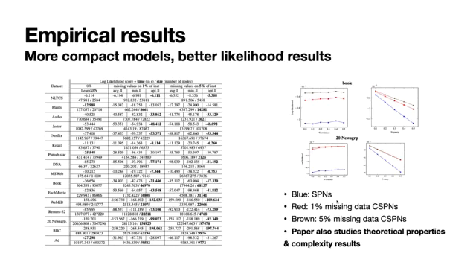Of course, we don't expect you to see all the details on the left-hand side, but the bottom line is this. It turns out that we get really compact models, and almost in all cases, we get much better log likelihood scores. I'll point out that the paper includes a number of additional theoretical results, as well as complexity results, as well as an analysis of how inference can be done efficiently.